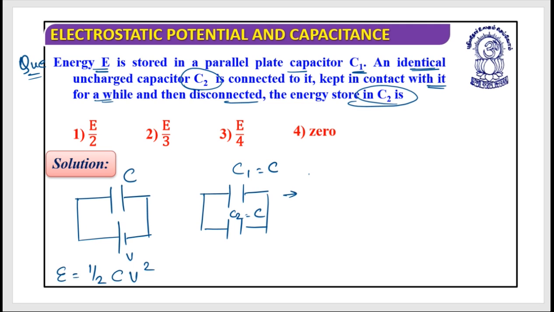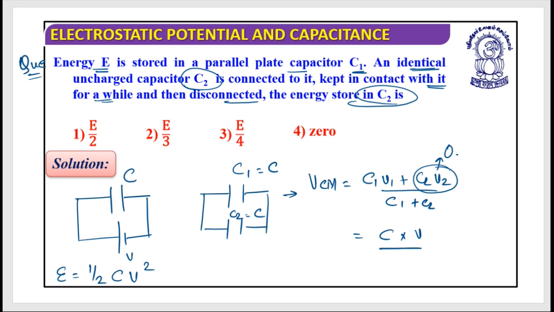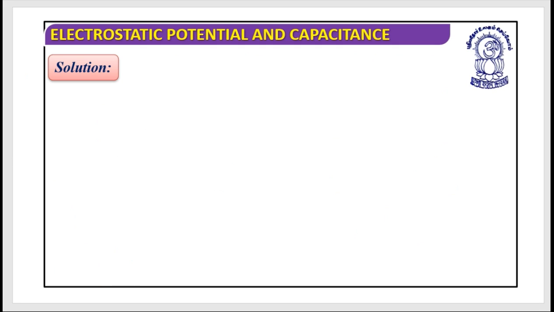So let's first find the V common. Now V common would be equal to C1 V1 plus C2 V2 divided by C1 plus C2. As C2 is uncharged, its V2 would be 0. It's C into V divided by 2C. The C's cancel, and V common would be equal to V by 2. That means the new capacitor, with capacitance C2, has been charged to a potential of V by 2.